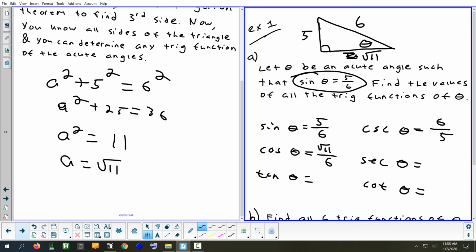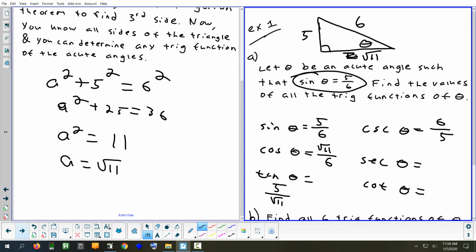What would my fraction for tangent be? 5 over square root of 11. So I've got 5 over square root of 11. Is there anything wrong with that as a final answer?